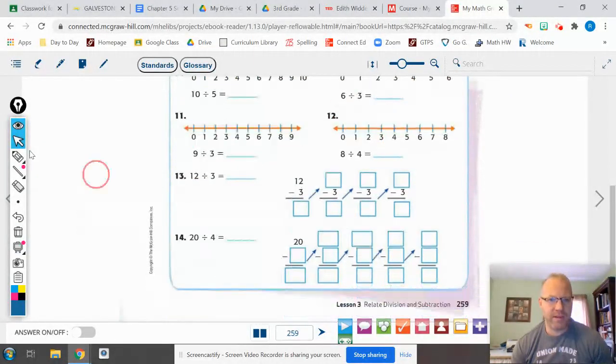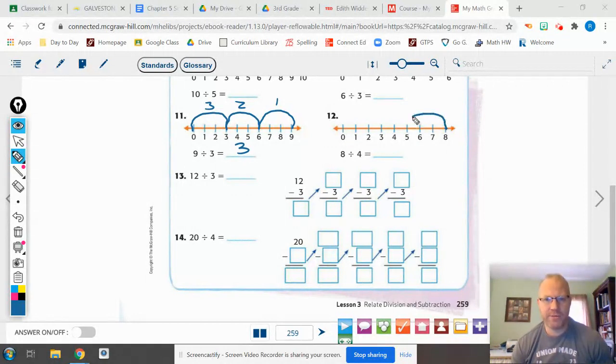Moving down to numbers 11 through 14. Number 11, we have 9 divided by 3. 1, 2, 3, three times. 9 divided by 3 is 3. Here we have 8 divided by 4. Start with 8. 1, 2, 3, 4. 1, 2, 3, 4. 1, 2. 2 times.